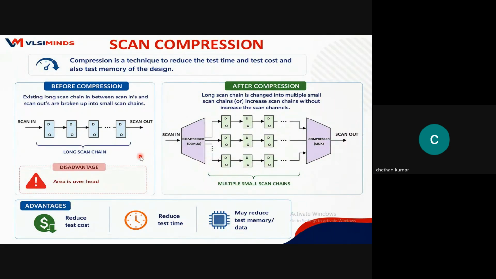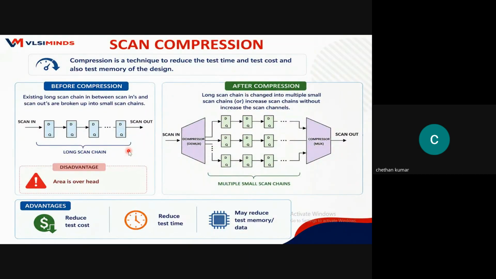Let us assume one cell takes one pulse cycle, one clock cycle, and one clock cycle is of 1 millisecond. To test that particular chain, how many clock pulses are required? Each flip-flop takes one clock cycle, and one clock cycle is nothing but 1 millisecond. Like that, we have 100 flip-flops in a chain. What will be the test time? Yes? Anyone can respond? What will be the test time?